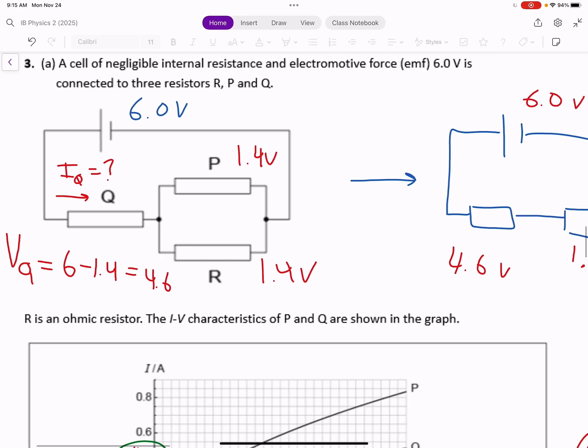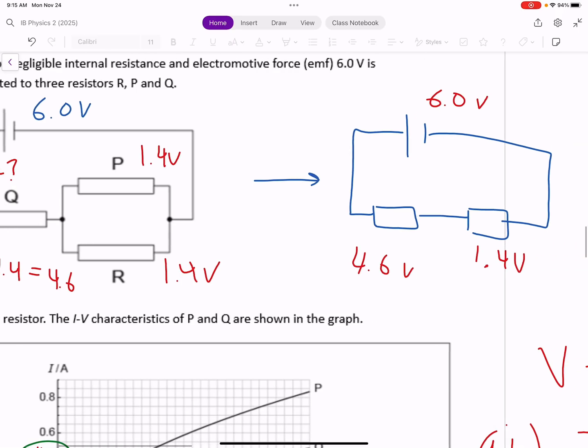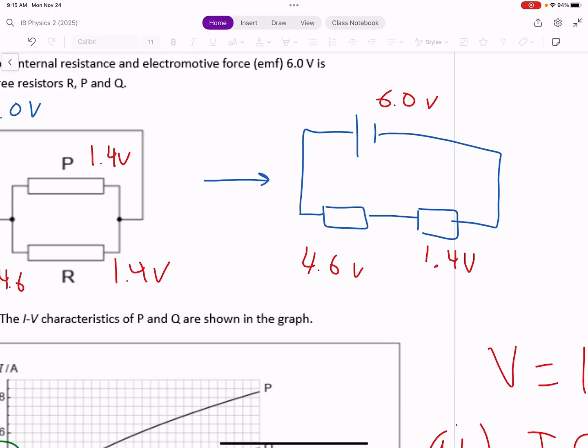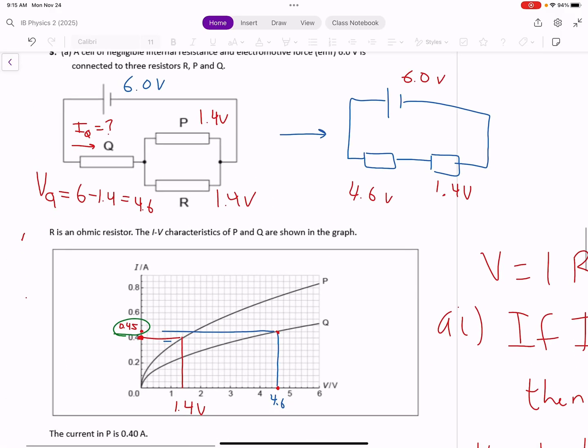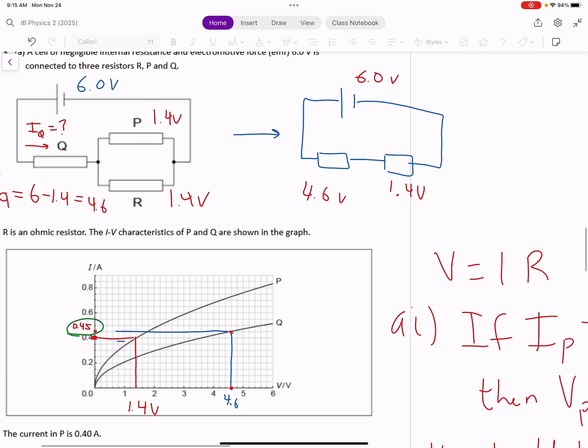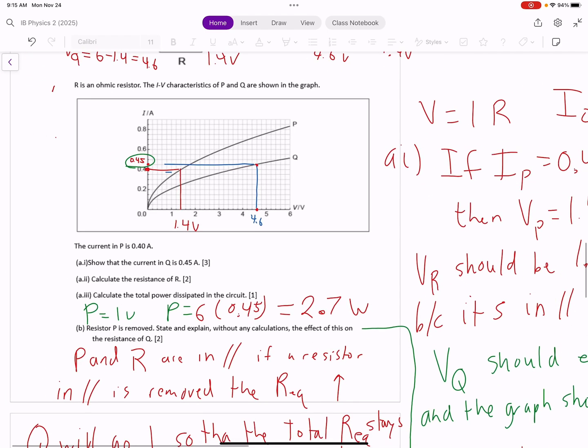Now you might be asking, well, what about R? Well, R is also 1.4 volts. They're in parallel, so they must have the same voltage. That's something you need to know about resistors in parallel. They have the same voltage. Even if I combine the resistance of P and R, you can treat P and R as one resistor when you're looking at the voltage. We sometimes do this where we draw equivalent circuits to just look at the voltage or certain characteristics of the circuit.